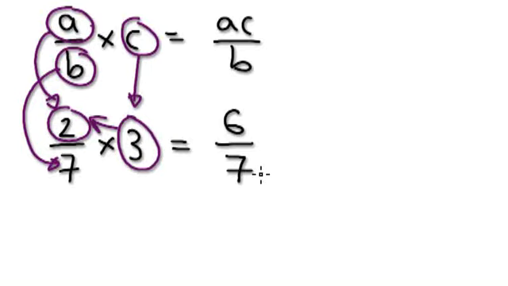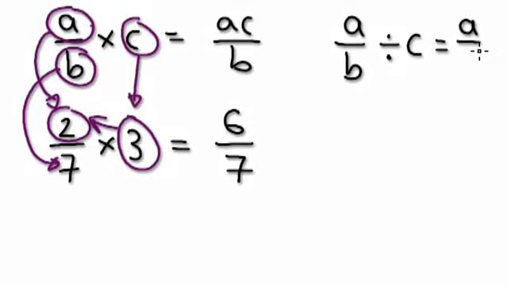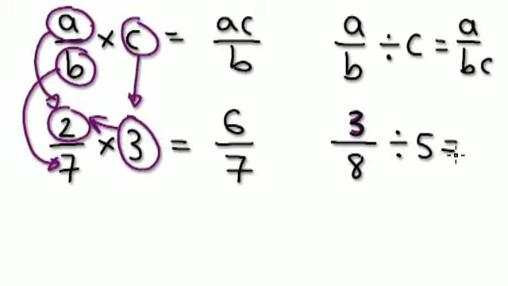And if it's divide, suppose someone gives you a fraction here divided by C. Remember, it gets multiplied to the bottom when it's divide. So it's A over B times C. So if someone gives you, let's say, 3 over 8 divided by 5.